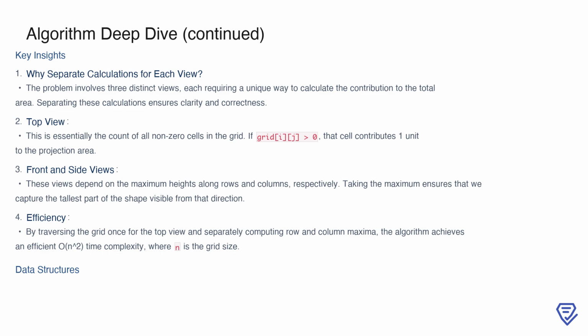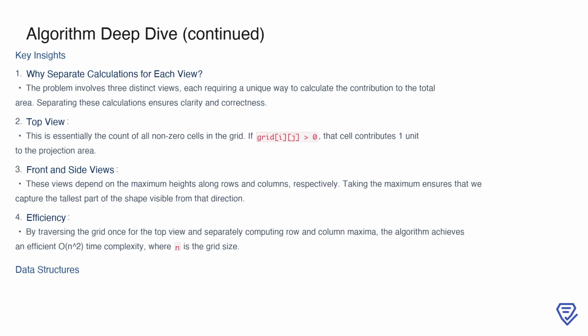For the front and side views, we rely on the maximum heights. The front view considers the tallest value in each row, while the side view looks at the tallest value in each column. This approach ensures that we accurately capture what is visible from these perspectives.